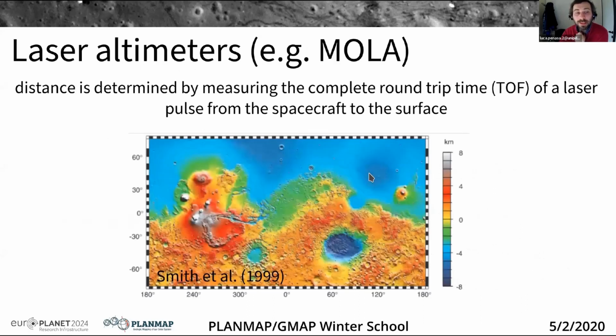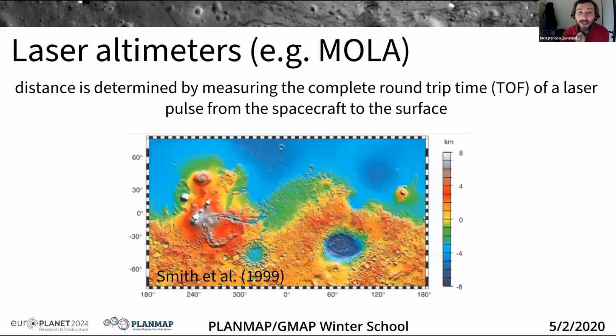So basically, laser ranging uses laser pulses. There is a big laser diode on your spacecraft or on your, let's say, device. And the laser is pulsed, and then the time of flight of the laser pulse, the time needed for the light to reach the surface, in this case of Mars, and then come back, is used together with the speed of light to compute the distance.